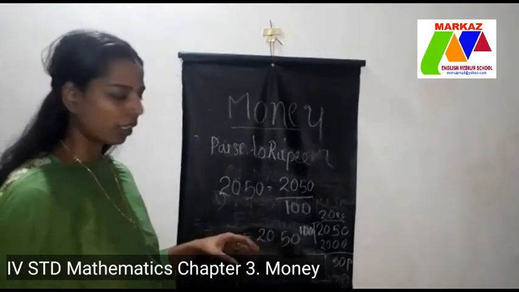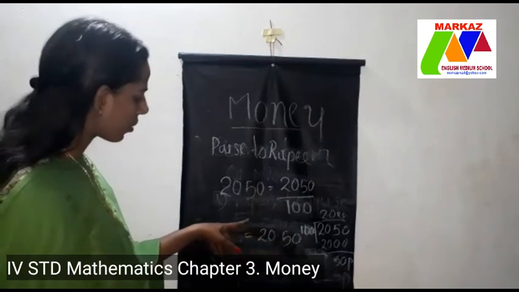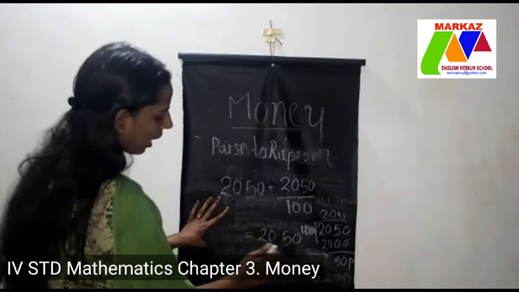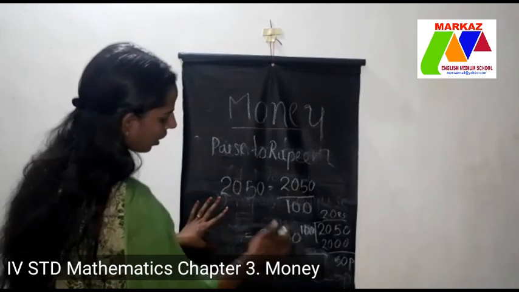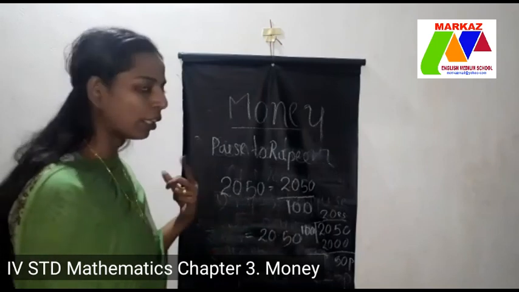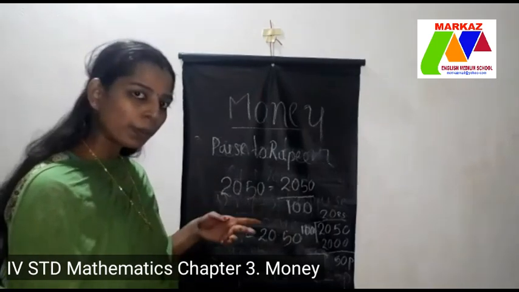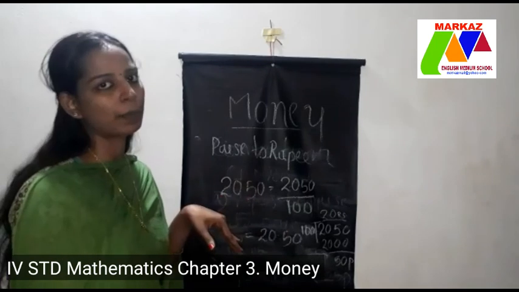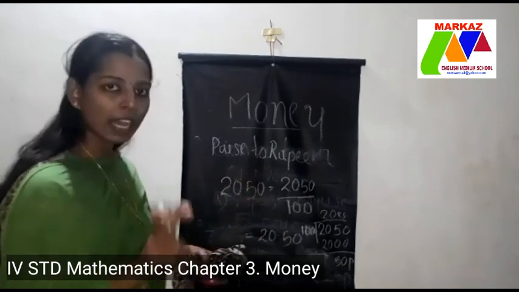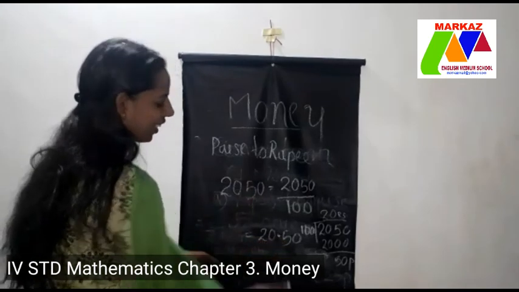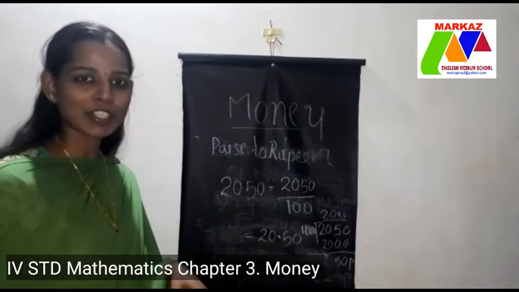Understood? Now please students look at this, this 2050 and 20.50. In the case of the conversion of rupees to paise, what do we have to do? We have to remove the decimal point. Here, what do we have to do? We have to put the decimal point. Understood?